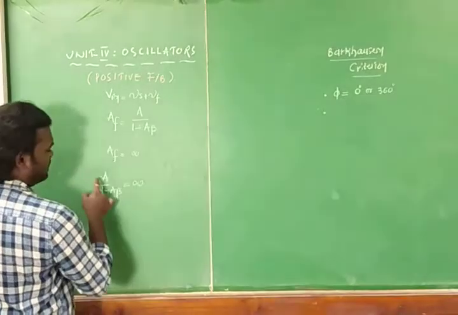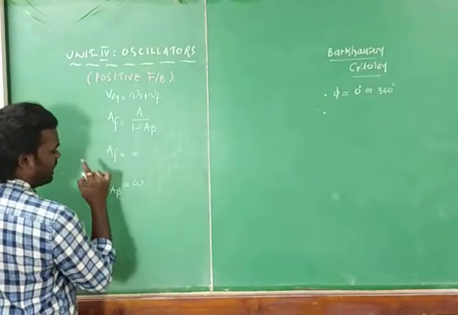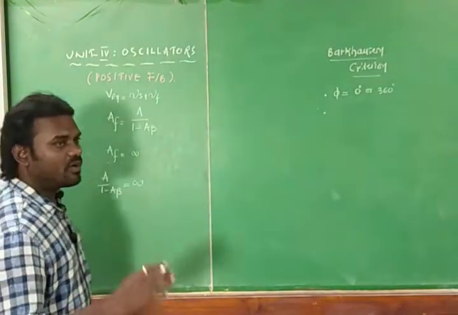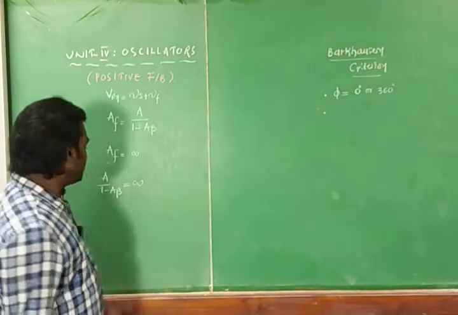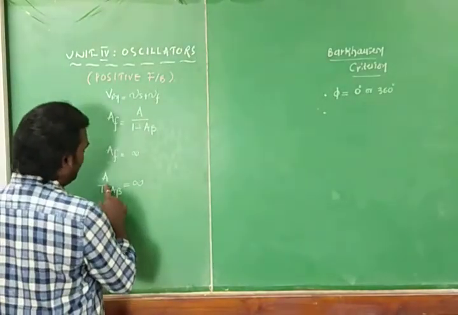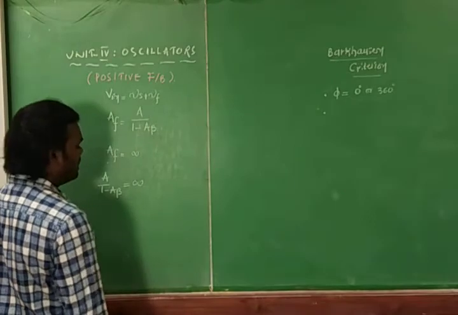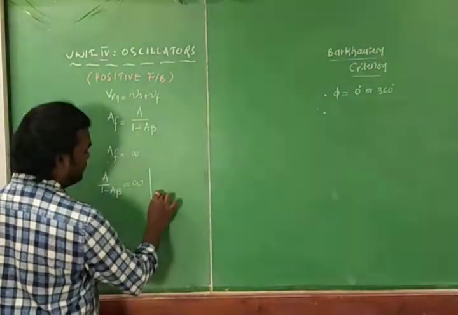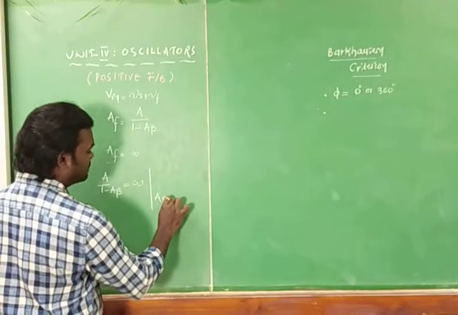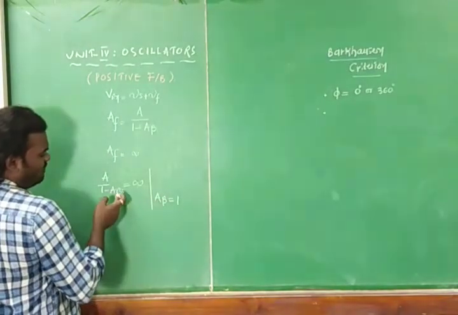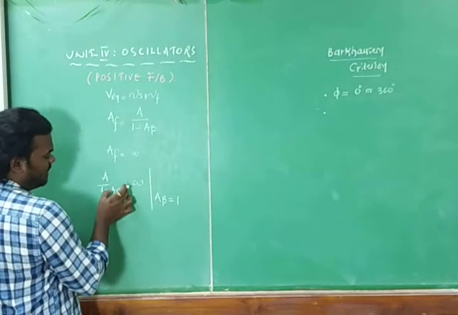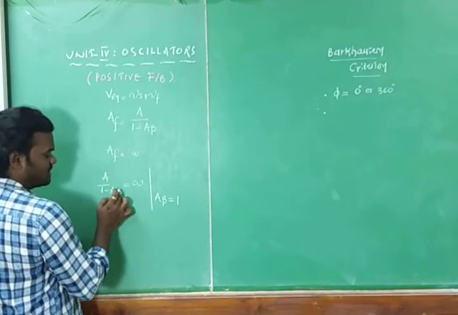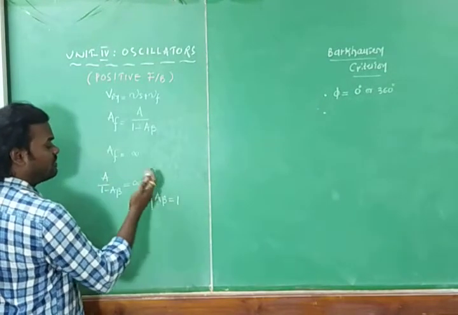So that this can't be 0. A can't be 0 because it is an open loop gain. To make A by 1 minus A beta equal to infinity, what must be the condition? A beta must be equal to 1. If A beta is equal to 1, then 1 minus 1 is 0, and A by 0 will be infinity.